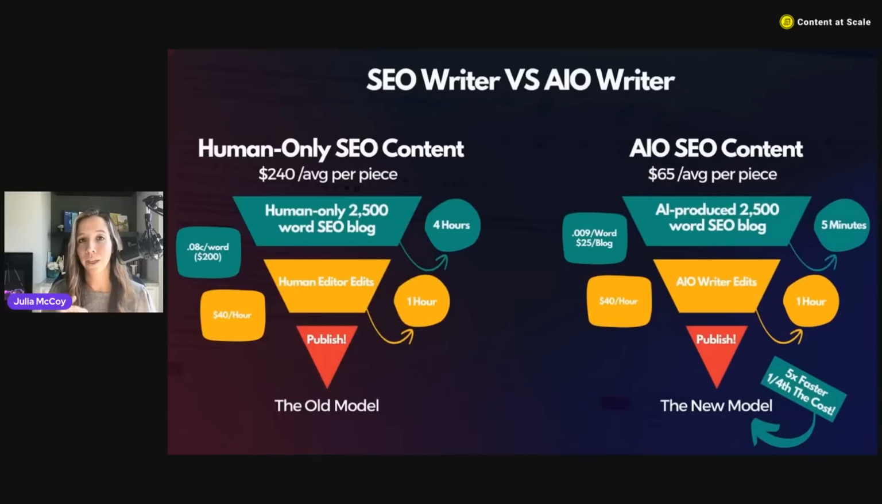So that's our one human, right? So think about it. We went from 2, sometimes 3, sometimes 4, if you have to involve multiple people in the approval process, to just one human. And that's the AIO writer, which is a shift. So now you're editing the AI produced content. So 1 hour, 5 minutes versus 5 hours. And from $240 average per piece of content to $65 average per piece. So you're saving insane amounts of time and money.